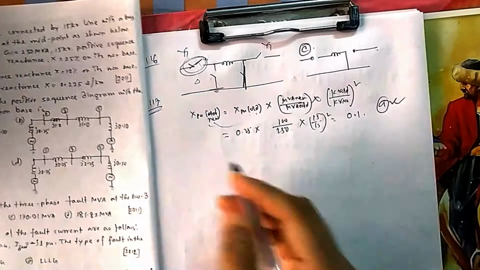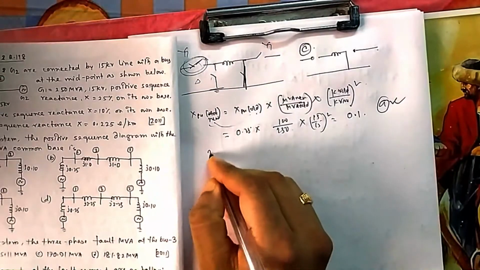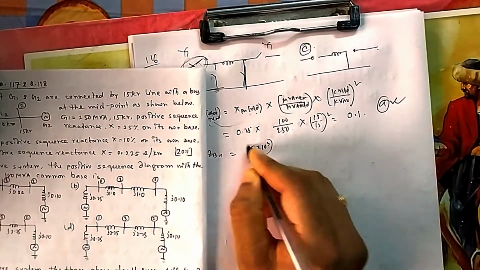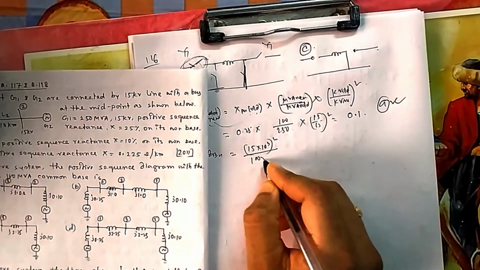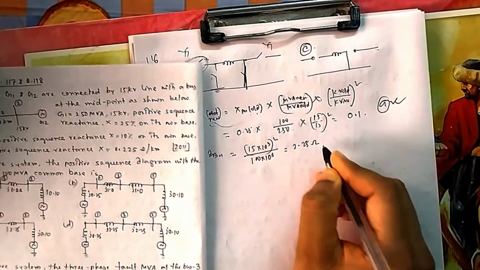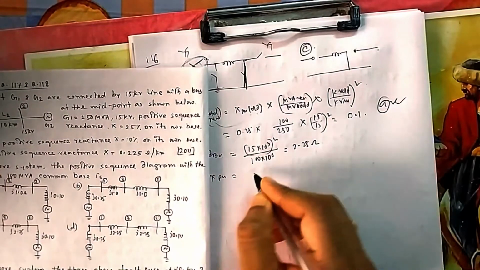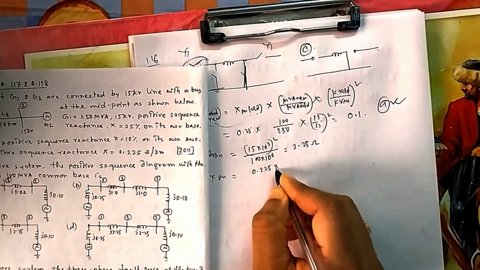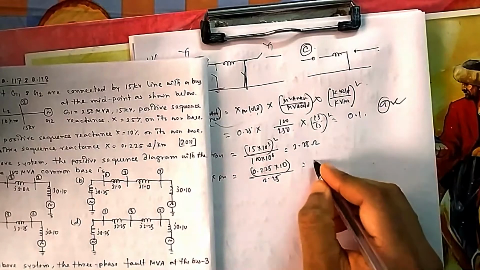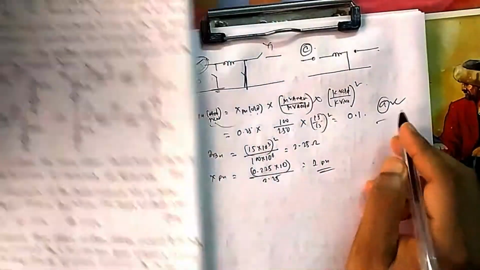You have to divide it by the base. If you want to calculate Z base, what will Z base be? kV base, that is 15 into 10 to the power 3, whole squared, divided by MVA base, that is 100 into 10 to the power 6, which is 2.25 ohm. This is its base. So what will Z per unit be? 0.225 into 10 km, this is absolute, divided by base. Absolute divided by base will give you the per unit. So it is 1 per unit. That's why these are j1. So option A is that.